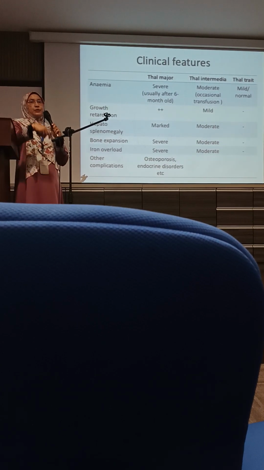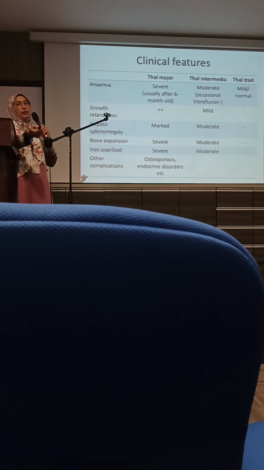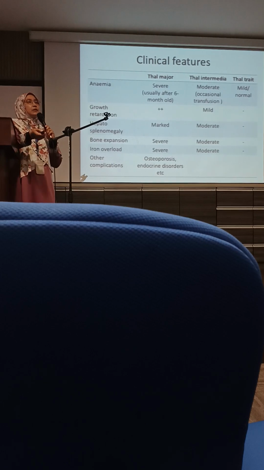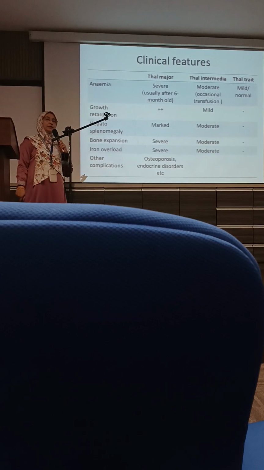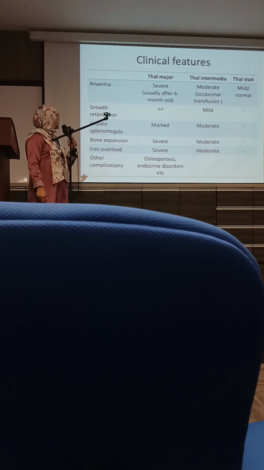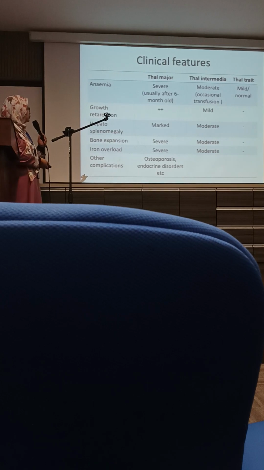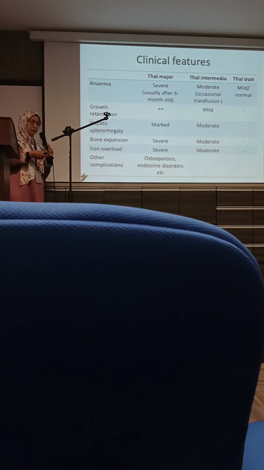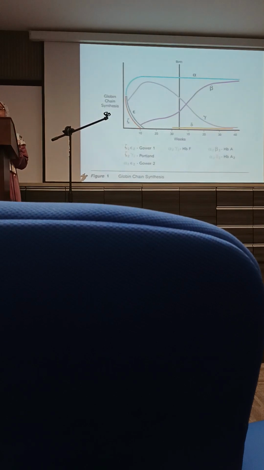Hemolysis in the spleen, so you recapture the iron, you akan ada iron overload. And the more important one is the regular blood transfusion. You bagi blood transfusion together with the iron kan. So that is the cause of iron overload. So other complications they can have osteoporosis, endocrine disorders and a lot more lah. Okay. So yang trait tu tak ada apa-apa lah. Biasanya tak ada simptom pun.